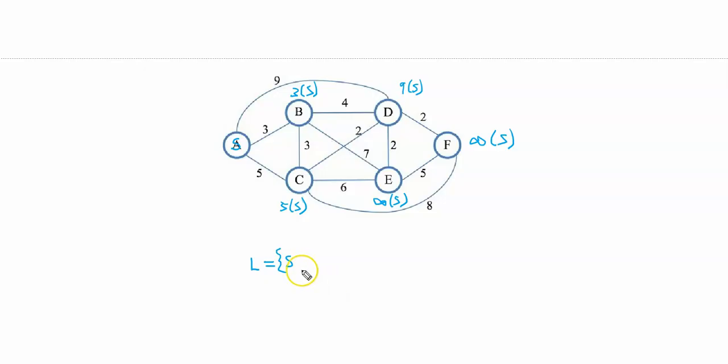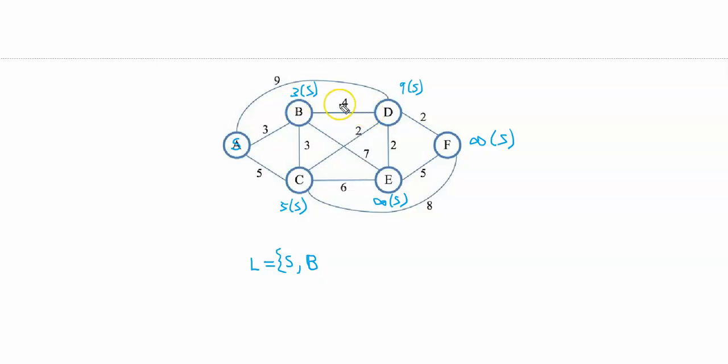That's going to be B, so we throw that into our list L. And now we update our labels. So let's see, what's adjacent to B? C, E, and D, so we update those labels. If I take 3 plus 3, that would give me 6, but that's not smaller than 5, so I leave this 5 alone there.